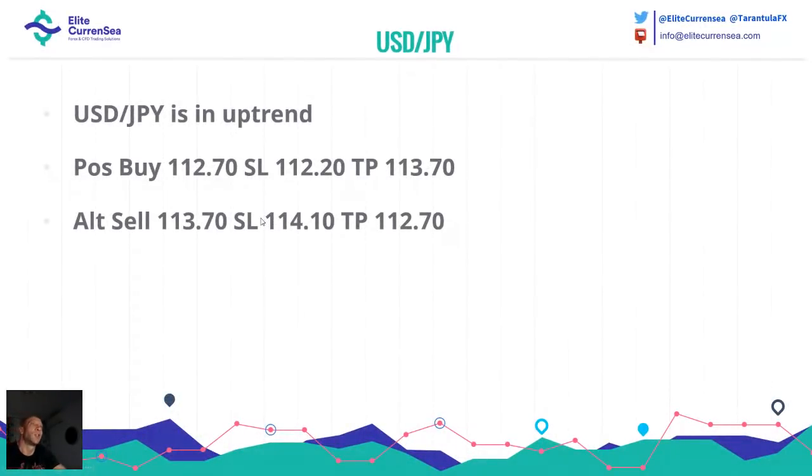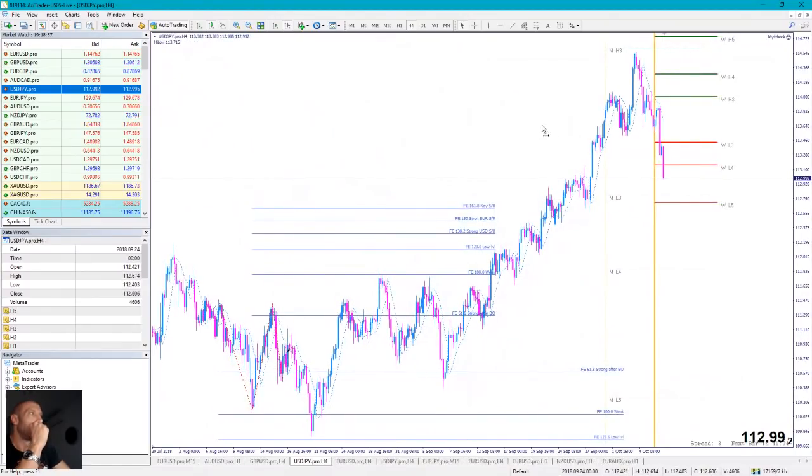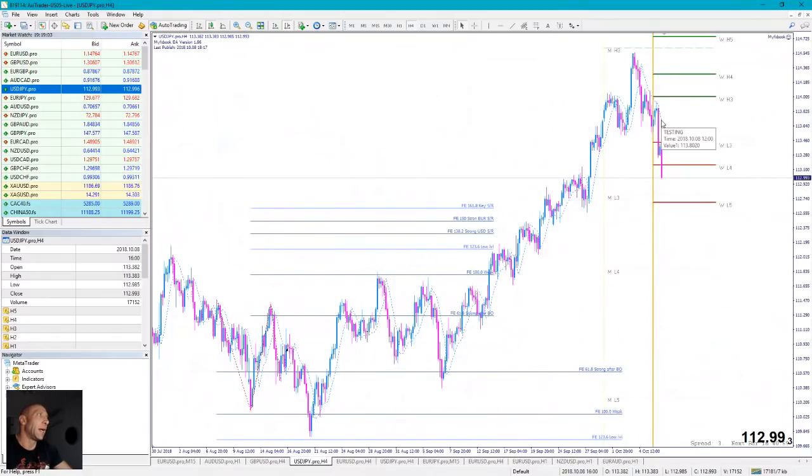Okay. Dollar yen 112.70. Stop is 112.20. TP is 113.70, sell is 113.70, stop 114.10, TP 112.70. Dollar yen uptrend. Okay, this is dollar yen. We are waiting for potential upside resume. If the price breaks this level, this could be a signal on my method.